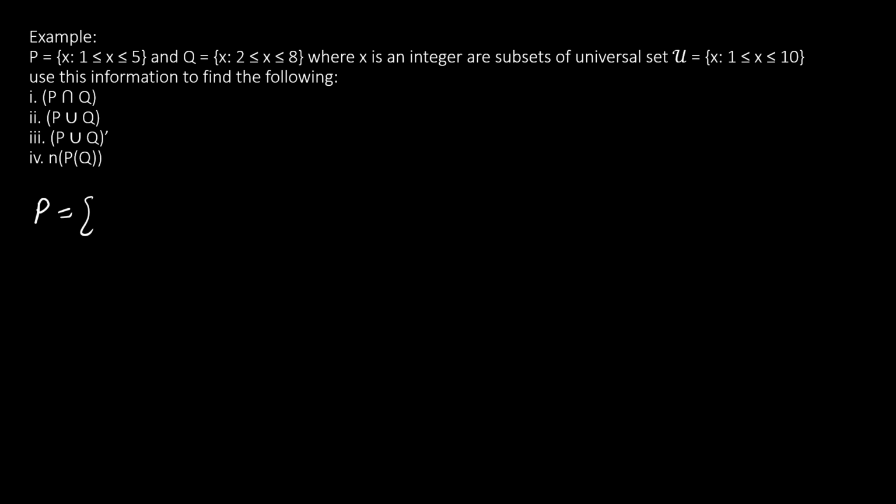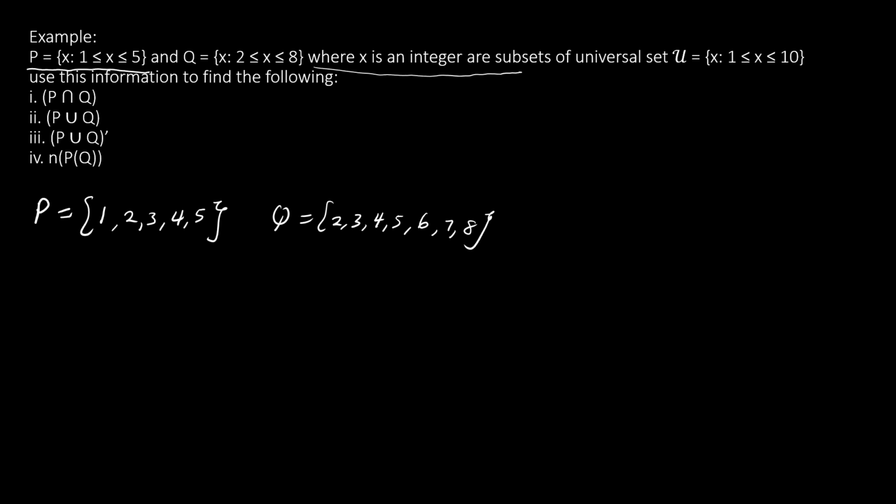So the definition has been given for set P here to be 1 less than or equal to x less than or equal to 5, where x is an integer. So we are starting from 1, and then 2, 3, 4, and 5. And for set Q, we have 2, 3, 4, 5, 6, 7, and 8. So these are the elements of set P and set Q.